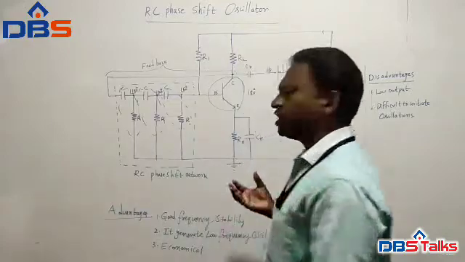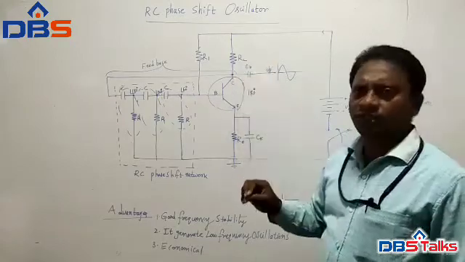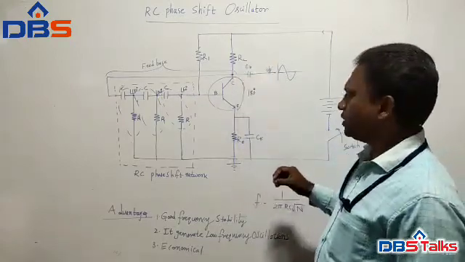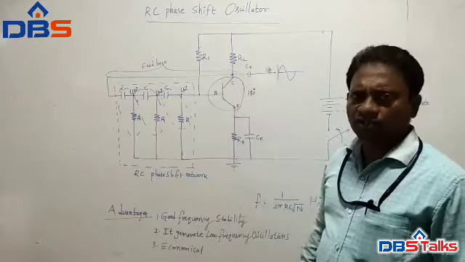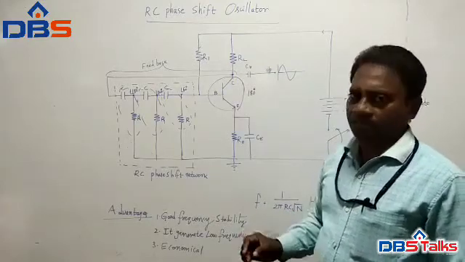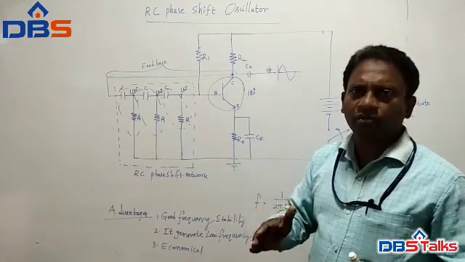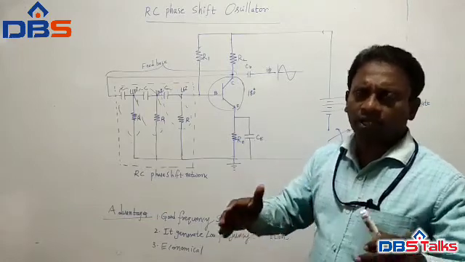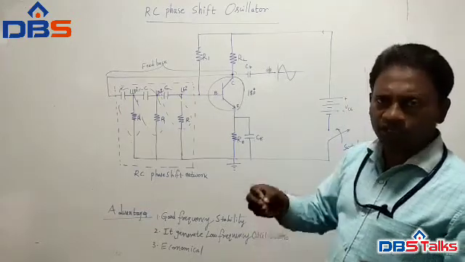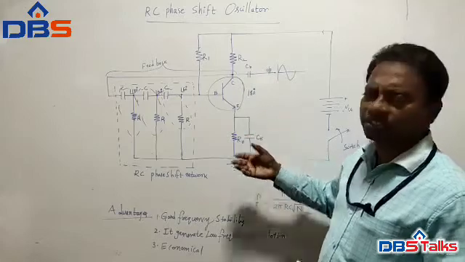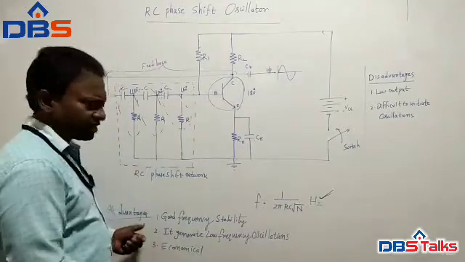Now this is comparatively simpler than LC oscillators. The construction of the RC phase shift oscillator is simple, and it also has some advantages. The major advantage is that you need not have an inductor, because whenever you use an inductor in the design, it makes the circuit large, occupying more area. Here we need not use an inductor, and that is a major advantage.